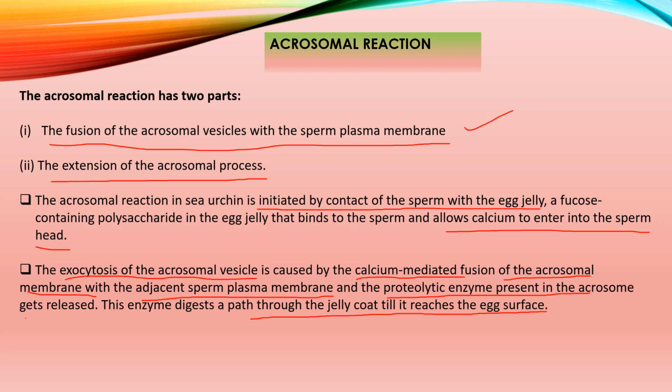It is initiated when there is a contact between the sperm and the egg jelly. That contact leads to the influx of calcium ions. The calcium ions mediate the fusion of the acrosomal vesicle with the adjacent sperm plasma membrane, which leads to the exocytosis of the acrosomal vesicle and release of proteolytic enzyme. That proteolytic enzyme digests the jelly coat and the sperm reaches the egg surface.